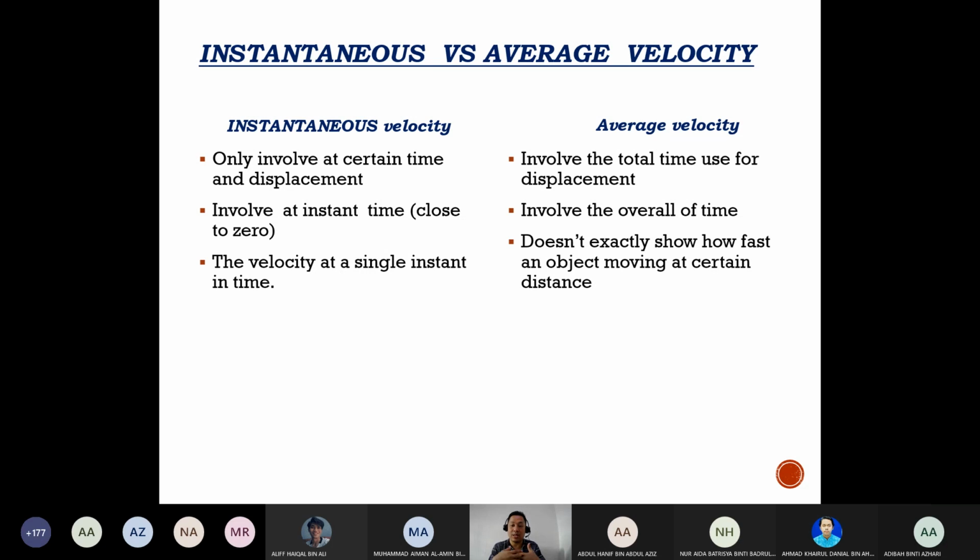Because we call it average, somewhere in that journey you can stop, you can increase the velocity, you can decrease the velocity. This is called instantaneous. But overall, we just count it as overall. So the overall velocity cannot exactly show how fast an object is moving in a certain distance.